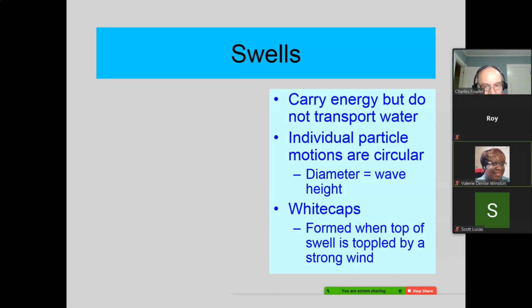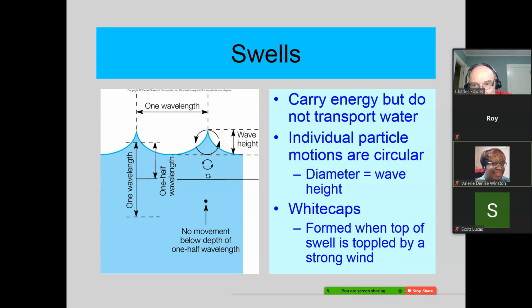Now, what is a whitecap? That's formed when the top of a swell or wave is toppled by a strong wind. That's why when you see white tops, you know you've got a pretty powerful wind out there. When you don't have very much wind, with the swells and the waves, you don't really see any white foaming at the top at all. Okay.